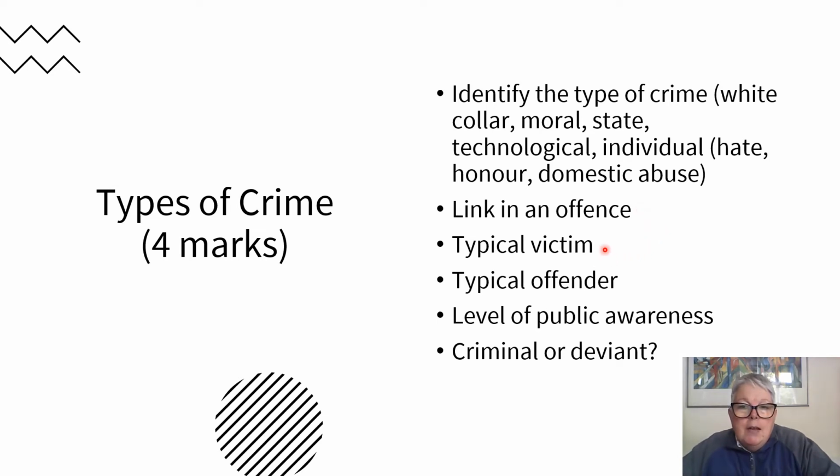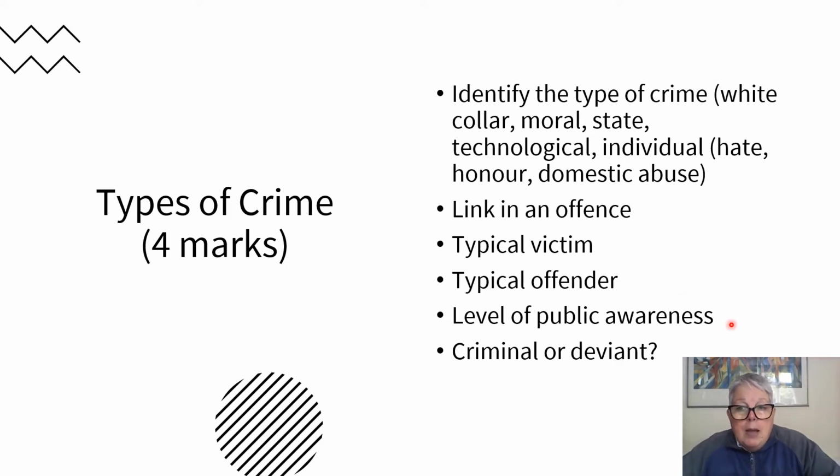Now, a typical victim in terms of underage drinking is obviously somebody under the age of 18. Okay, so that would be the typical victim, but also they are the offender. Okay, so moral crime's unusual because often the victim and the offender is the same person. So at that point, you identify the offender as well.